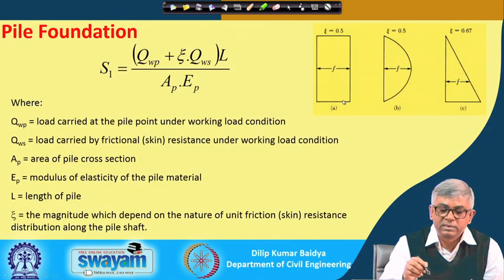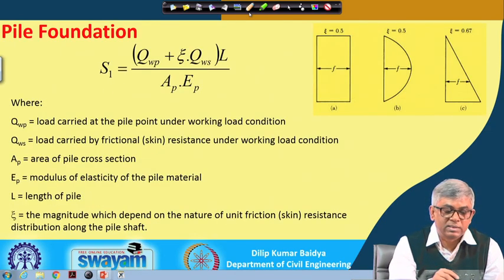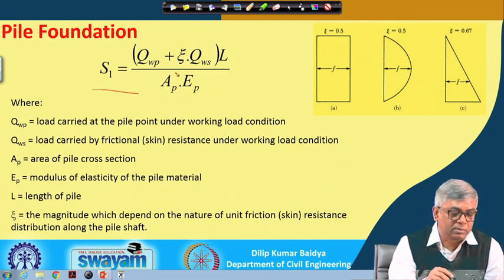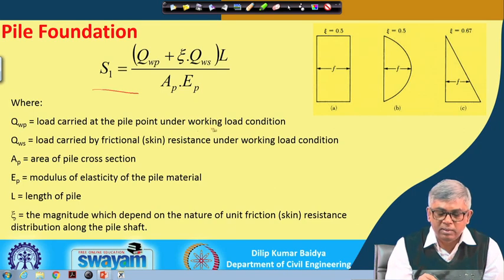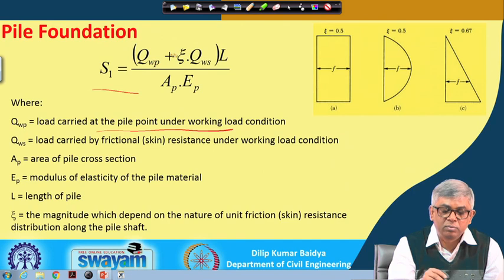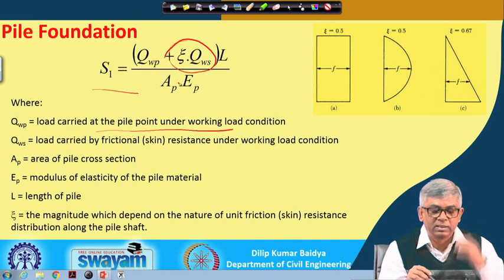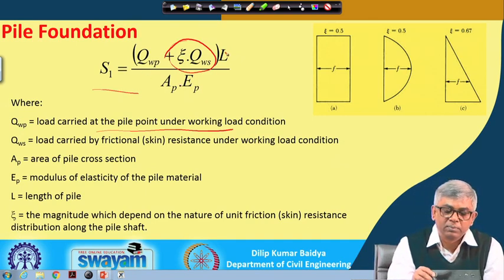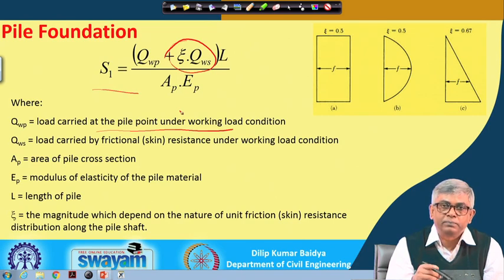Next I will go to the different components. You can see here the elastic settlement S1, and this is because of Q_WP, the total load carried at the pile point under working load condition. Then there is Q_WP L by AE. This is just the elastic formula from strength of materials. If I leave this one, then Q_WP into L divided by A_P E_P could be the elastic settlement of the pile.